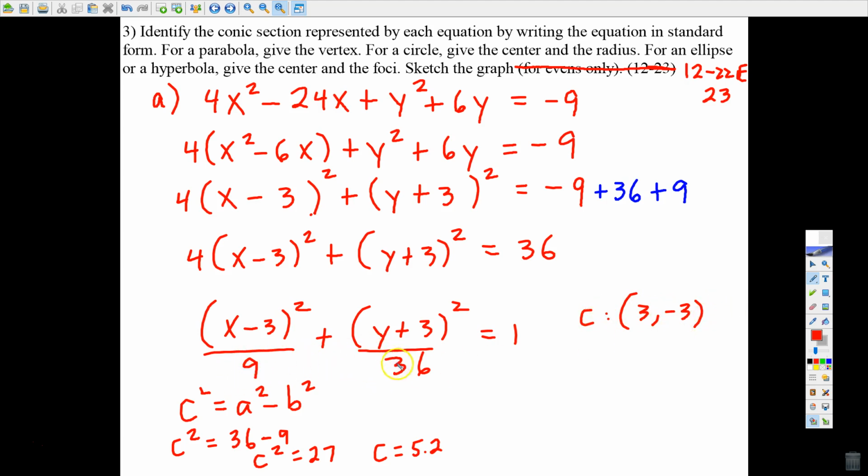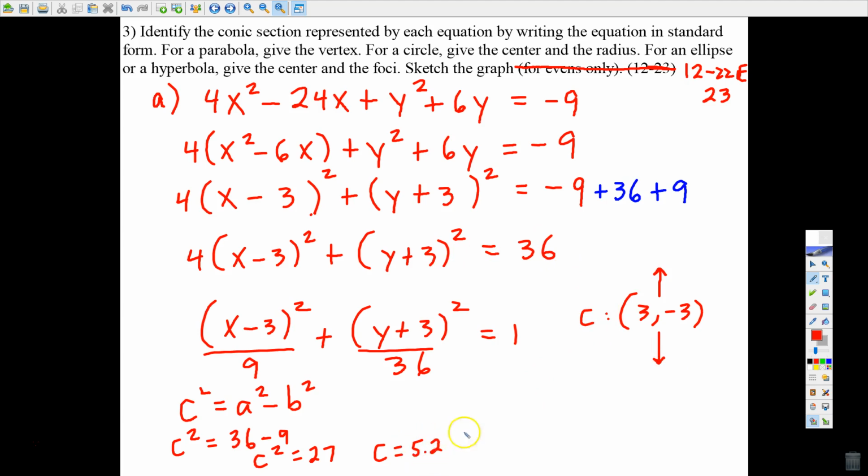Well, the way this equation is set up, a squared, which is the bigger denominator, is underneath y. So y is major, which means my ellipse is going to be the tall ellipse. So I'm going to go 5.2 units this way, and that will be one focal point. And then I'll go 5.2 this way, and that will be the other.